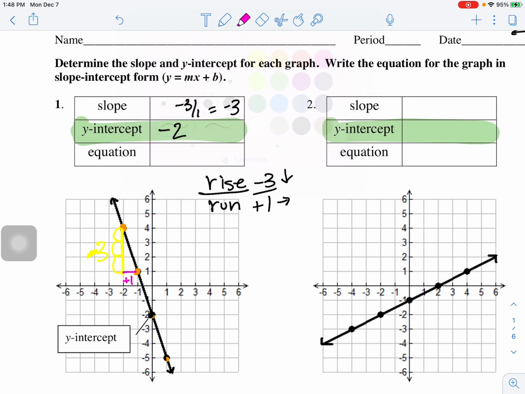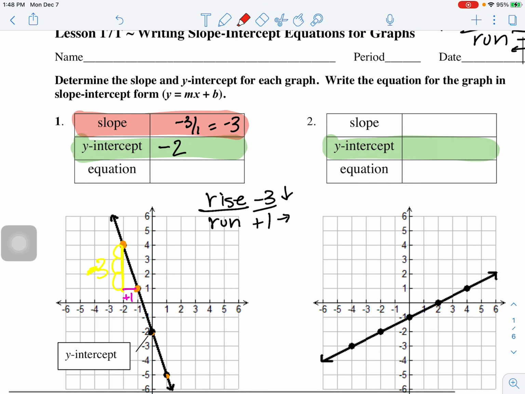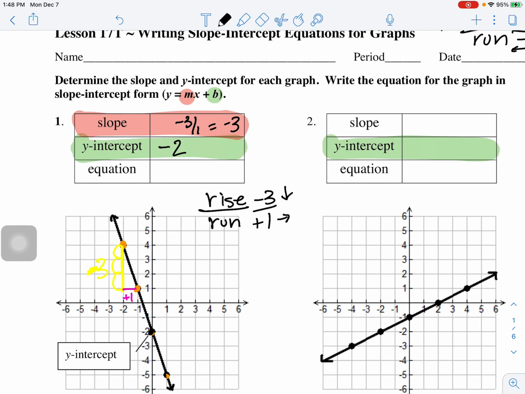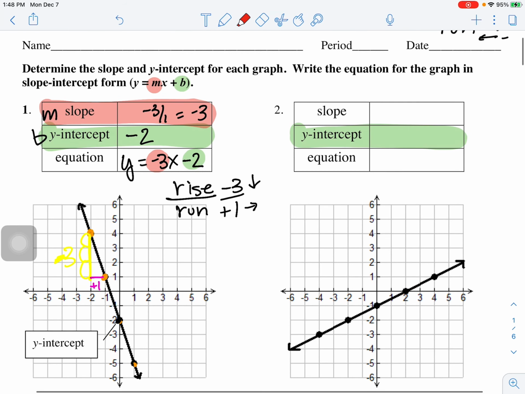So now that I know that my slope is -3 and my y-intercept is -2, I can use this formula to fill in the blanks. M is the slope, B is the y-intercept, so y equals -3x minus 2, where -2 is my y-intercept and -3 was my slope. So for each of these problems, you're going to find where it crosses the y-axis, that's your y-intercept, or B, and then you're going to do the slope triangle and find the rise over run, and that's your slope.